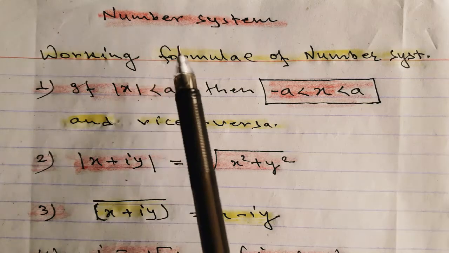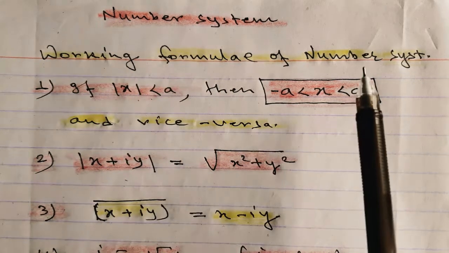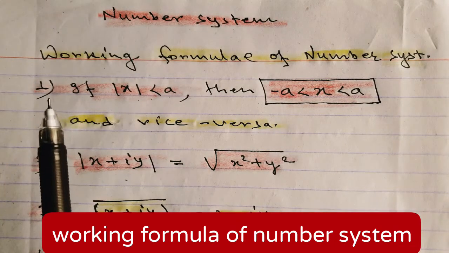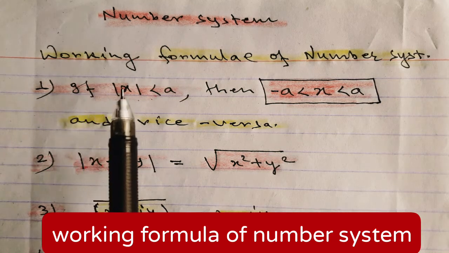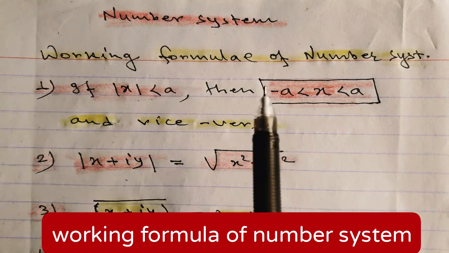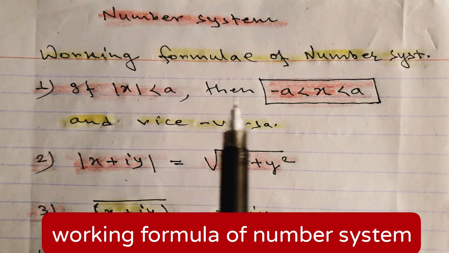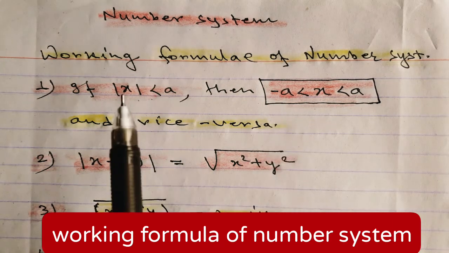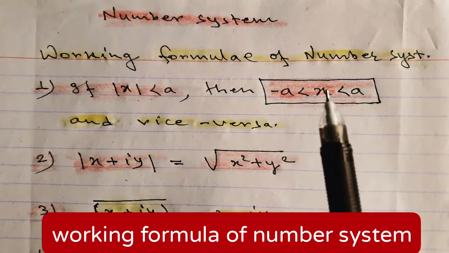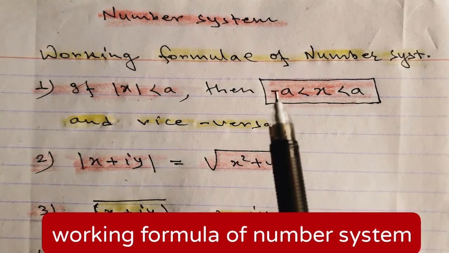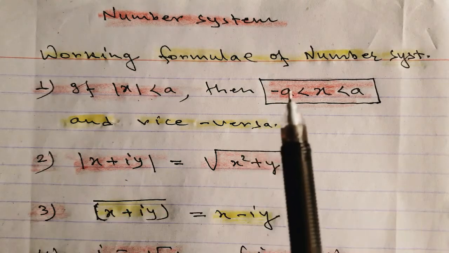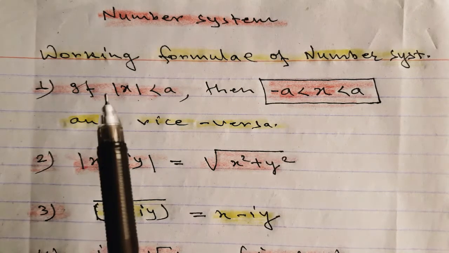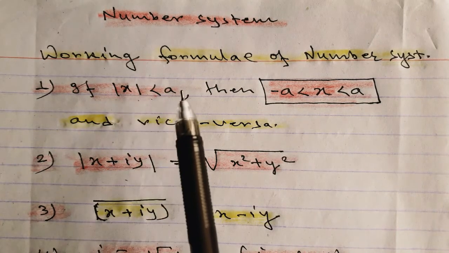In this lecture, we are going to discuss working formulas of the number system. The first formula is: if modulus of x is less than a, then x is less than a and x is greater than minus a, and vice versa. That means if x is less than a and x is greater than minus a, then again we can write modulus of x less than a.